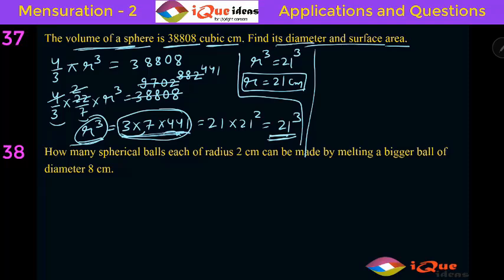Now the question is find the diameter. The diameter is d, which is 2r, 2 times the radius. It is 2 into 21, that is 42 centimeter. Alright.